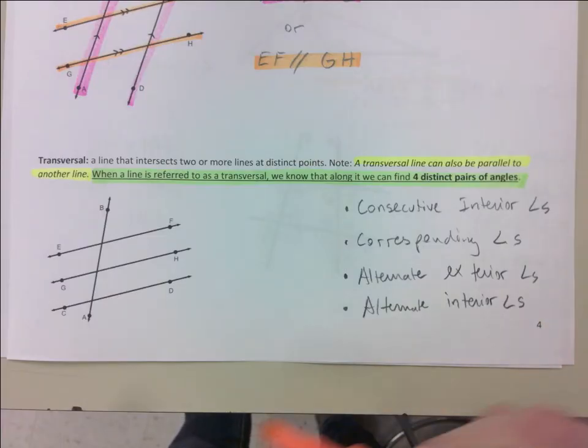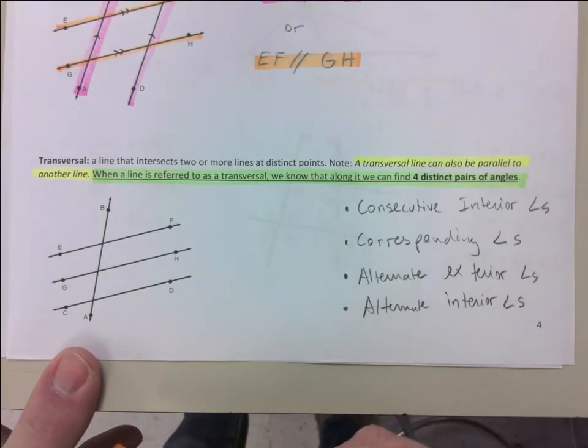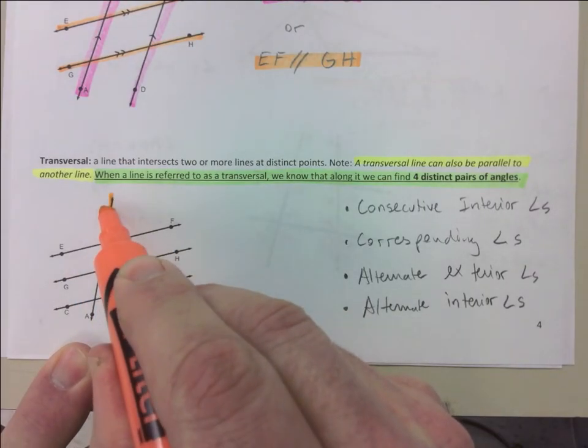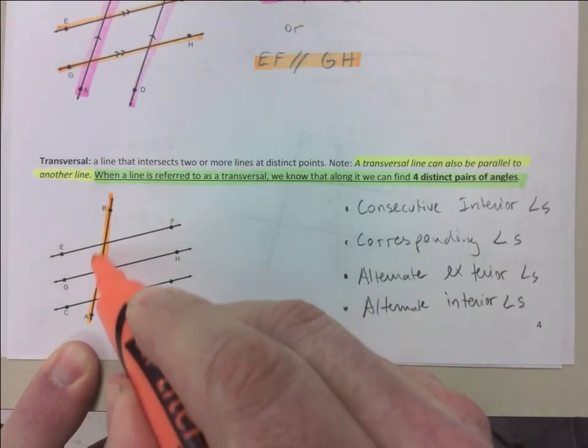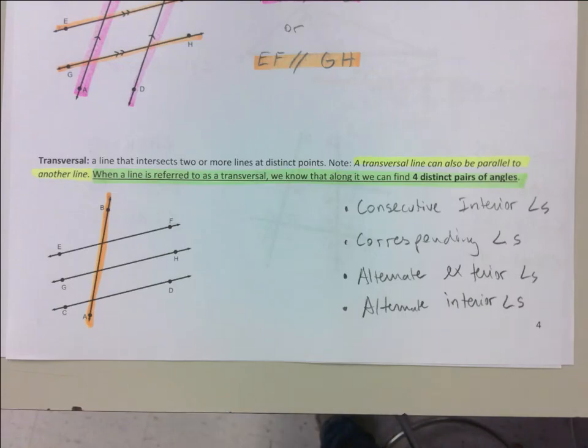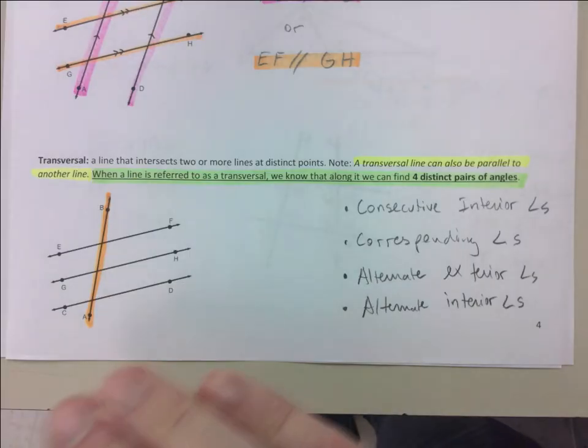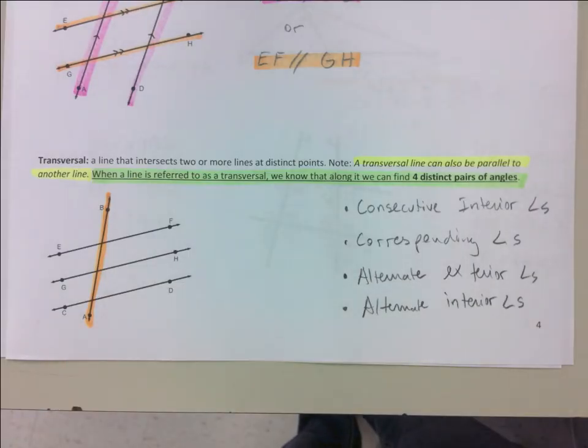In this case, I know you're still copying, I would focus on this being my transversal, because it cuts through two or more lines, so that's the one I'm focusing on in this diagram here. And here are the four pairs I'm going to show you on the next page, on page 5. How do you identify them? Where are they located? So go to page 5.